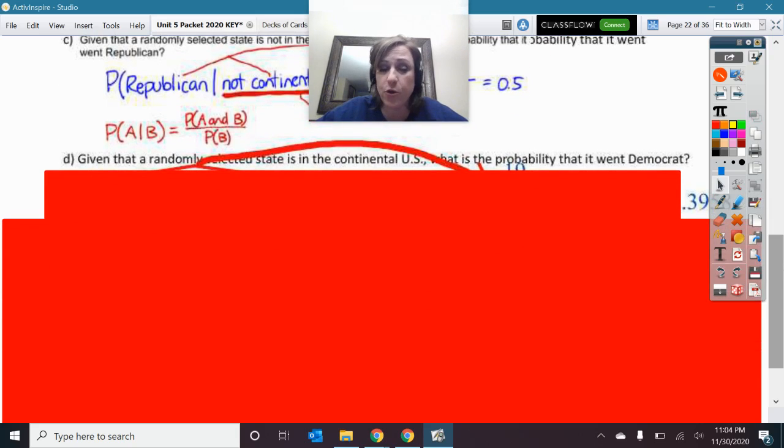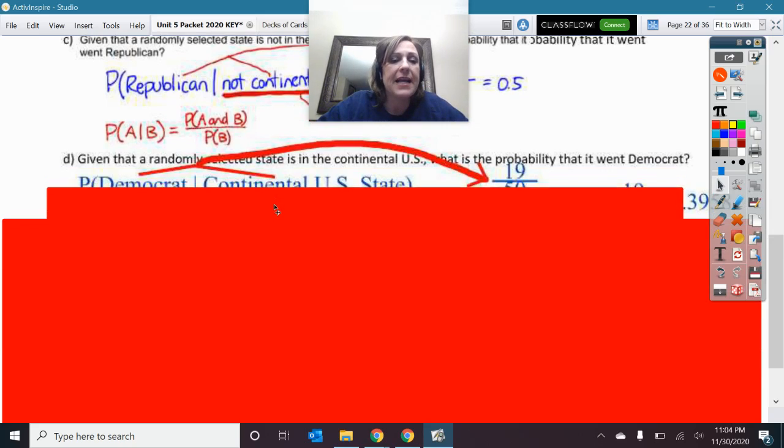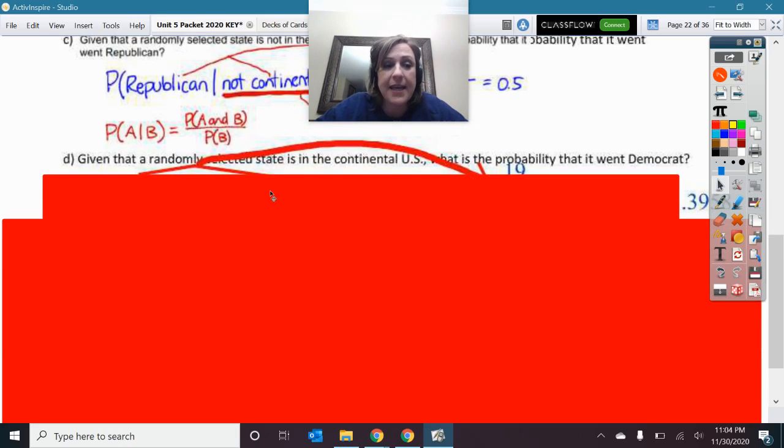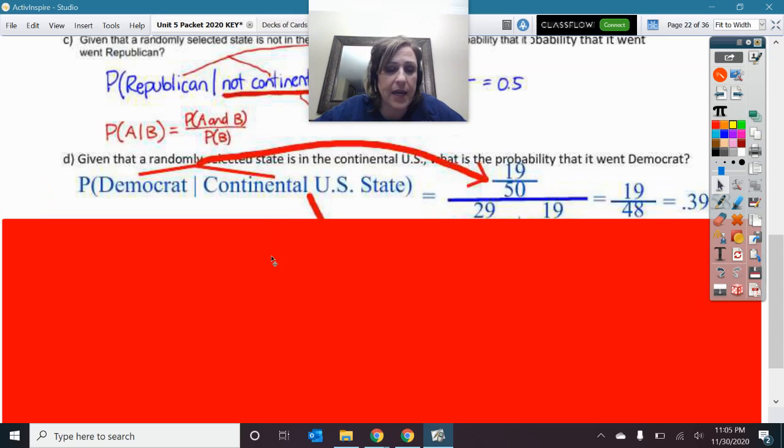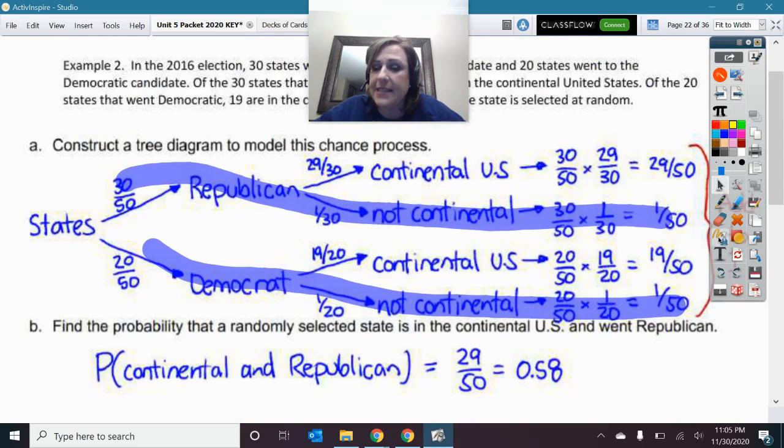All right, let's do another question. Here we go. Let's see if you can write this out. Given that the randomly selected state is continental. Okay, so that's this. Your straight up and down line is the given that. Given that it's in the continental United States. So we need all of the continental United States ones. Let's go find out what that is.